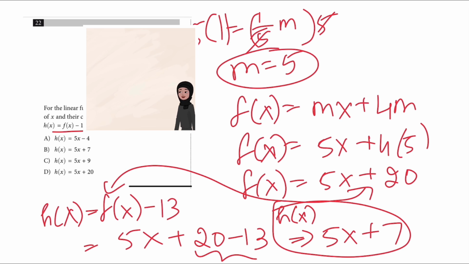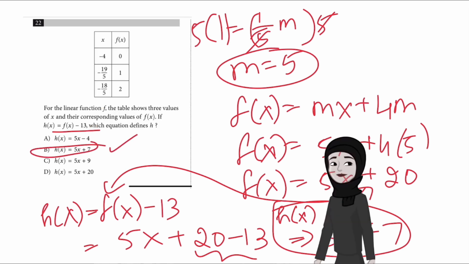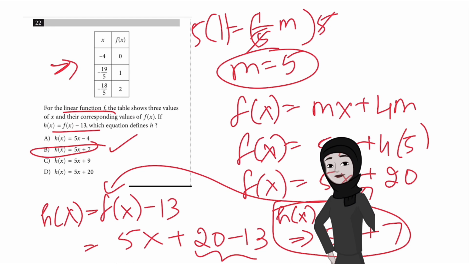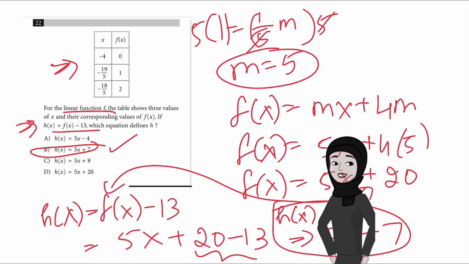So this is matching answer choice B. h of x is equal to 5x plus 7. So because of the table of values given and because of the linear function f mentioned, we are easily able to find out what the function f is, what the slope and the y-intercept are. Then we have just replaced it in the h of x function.